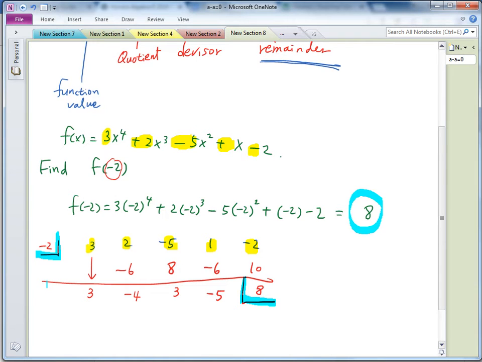This is called the remainder theorem. Your remainder will be the same as the function value when you use this number as your divisor. So which one would be easier? Sometimes direct substitution is easy because the number is smaller, but sometimes instead of continuing to multiply, you may think about doing synthetic division to get the answer quickly. Okay? So the remainder is the same as the function value. That is the remainder theorem.